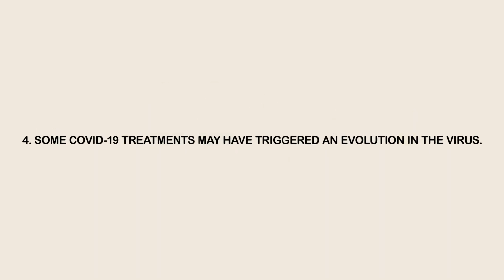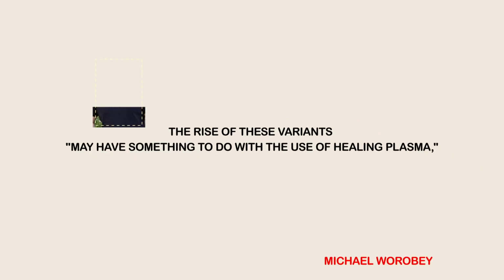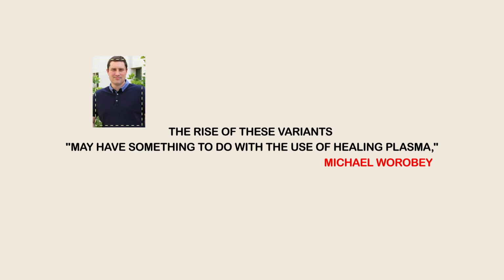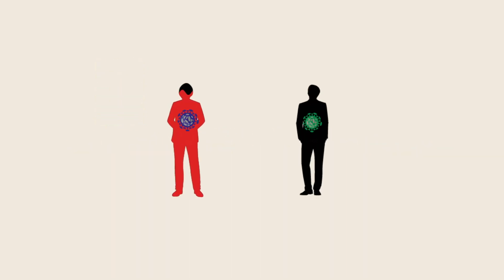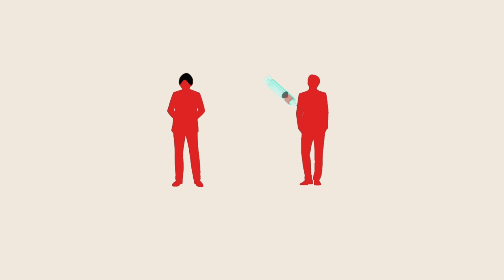Number 4. Some COVID treatments may have triggered an evolution in the virus. The rise of these variants may have something to do with the use of convalescent plasma, says Michael Worobey, head of ecology and evolutionary biology at the University of Arizona. Convalescent plasma treatments are blood plasma transfusions from people who have recovered from SARS-CoV-2. The idea is that with a blood transfusion comes antibodies that can help someone else with COVID-19 fight the disease. With few exceptional cases, the issue is that the plasma itself generates conditions that are pretty much favorable for accommodating even a more potent variant of the virus.